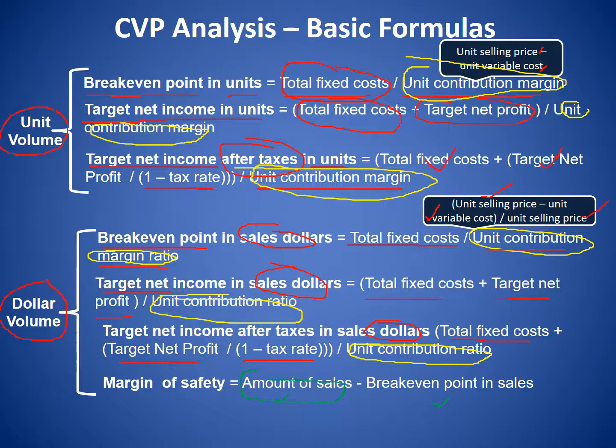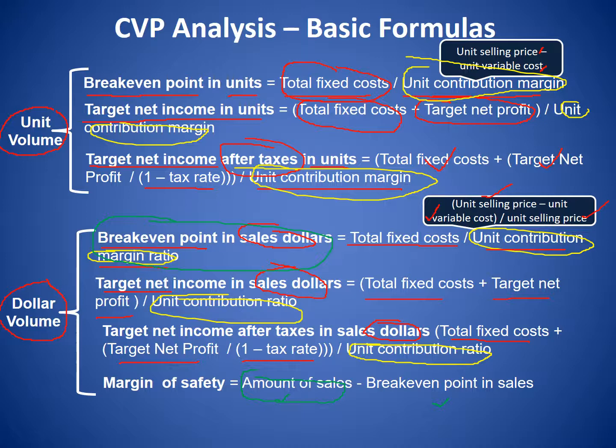But the important thing is that we say amount of sales minus break-even point in sales. So that means you're going to have to calculate the break-even point in sales dollars in order to do the margin of safety.